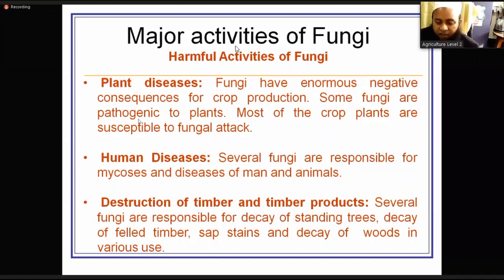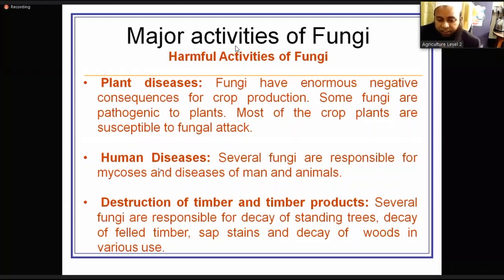Some fungi are pathogenic to plants. That means some fungi cause disease to plants. Most of the crop plants are susceptible to fungal attack. That means in the world, all crops, all plants are prone to fungal attack. You will not find any plant species which is not attacked by fungi. Later on, in your level 2, level 3, level 4, you will study how fungi cause plant disease.